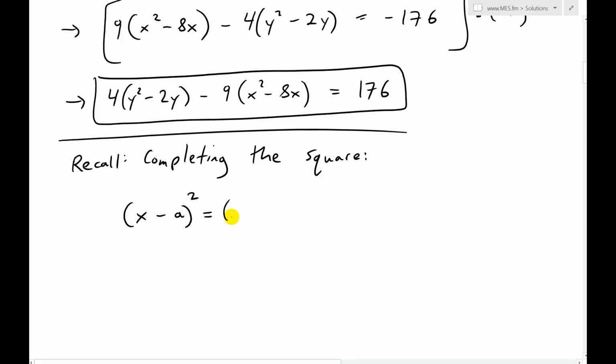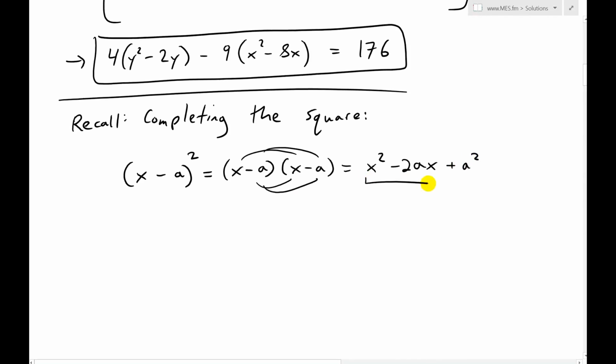If you expand this out, it's the same as writing x minus a times x minus a. This times itself equals x squared; x times negative a is negative ax, and negative a times x is again negative ax, so adding them gives negative 2ax; and negative a times negative a is plus a squared. So we get this form right here: x squared minus 2ax plus a squared. That's very similar to these ones, like x squared minus 8x, and then we just move this to the other side.